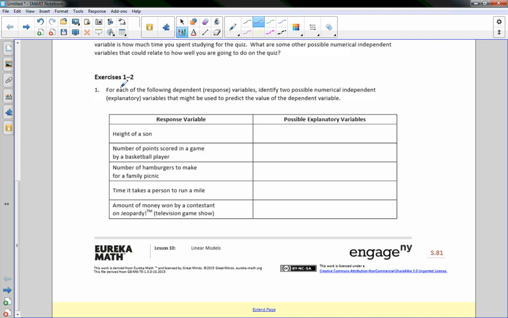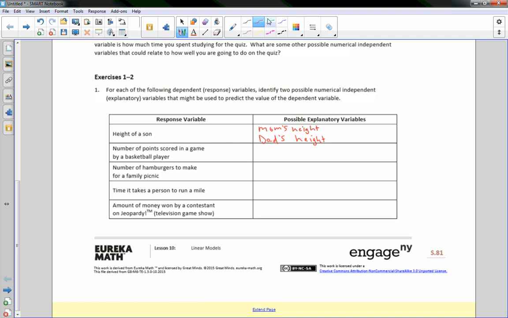Okay, so exercises 1 through 2. It says, for each of the following dependent or response variables, identify 2 possible numerical independent explanatory variables that might be used to predict the value of the dependent variable. So in number 1, it says the height of a son. So what predicts someone's height? Well, maybe mom's height could predict the height of the child, or dad's height could predict the height of the child.